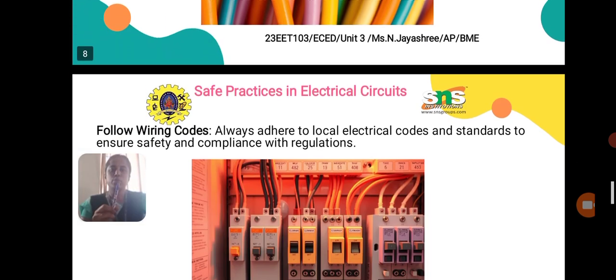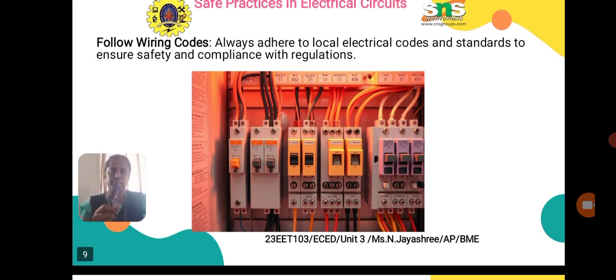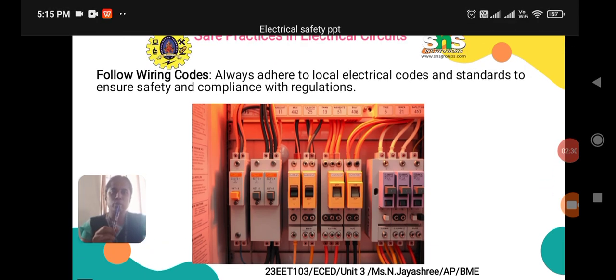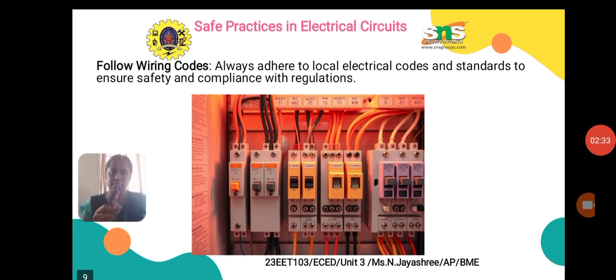Next one, following wiring codes. Always adhere to local electrical codes and standards to ensure safety and compliance with regulations.